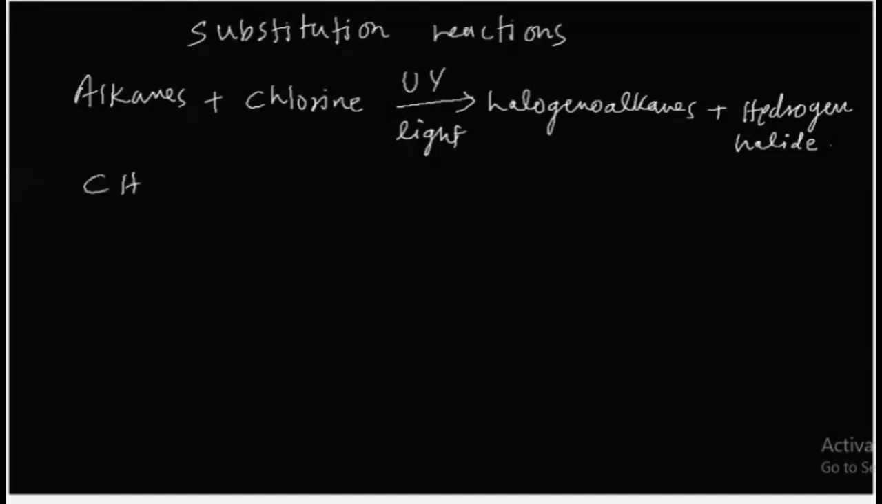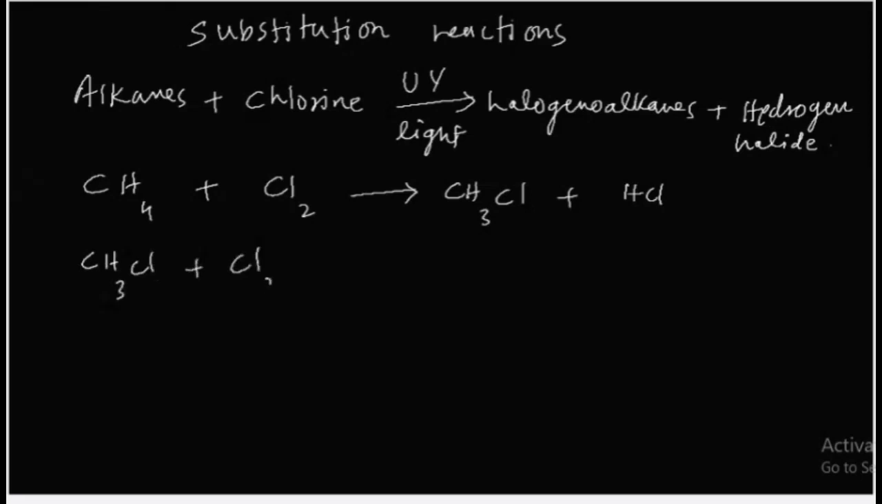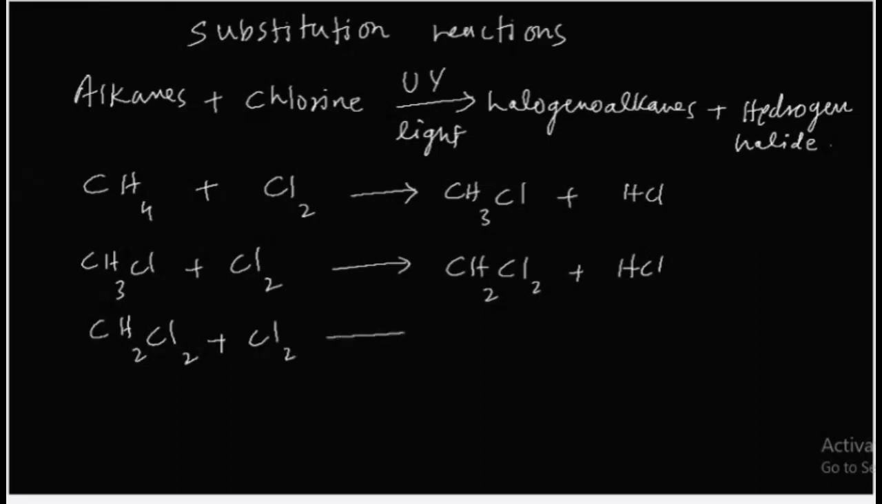Now, this is the first member of alkane, CH4. If it combines with chlorine, one hydrogen is substituted by chlorine, and you will get the halogenoalkane CH3Cl, and hydrogen chloride. If the sunlight is continuously there, all the hydrogen atoms are replaced by chlorine. The second product is CH2Cl2 and then HCl. So keep on doing these reactions. Ultimately, all the hydrogen atoms are replaced by a chlorine atom.